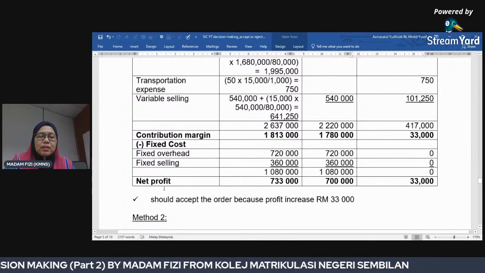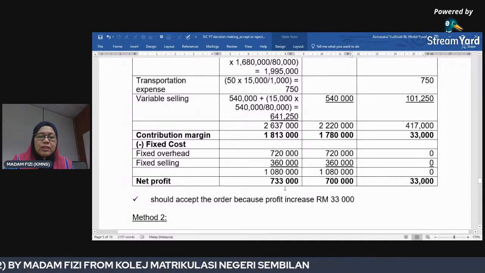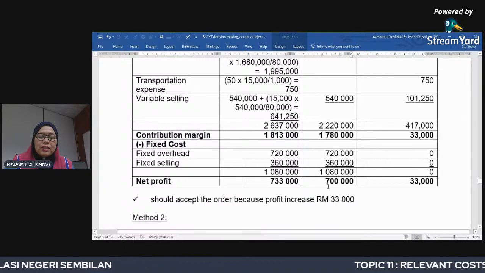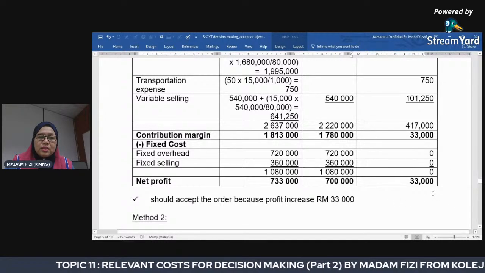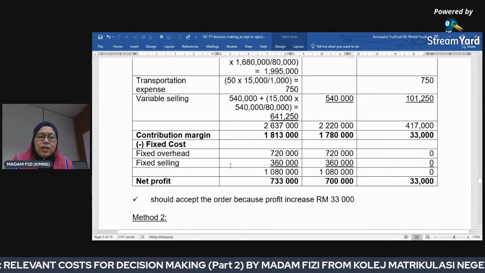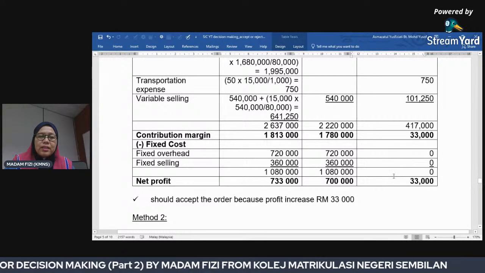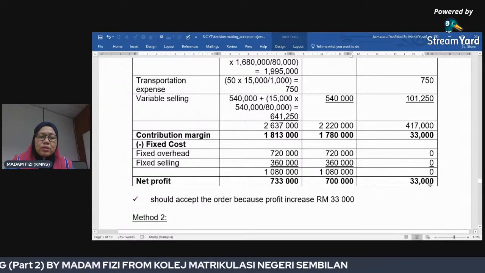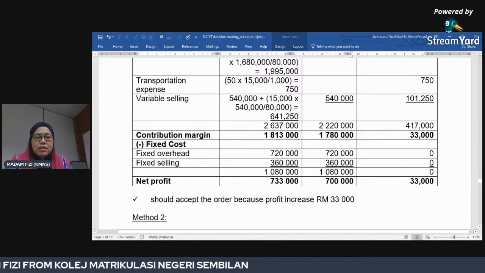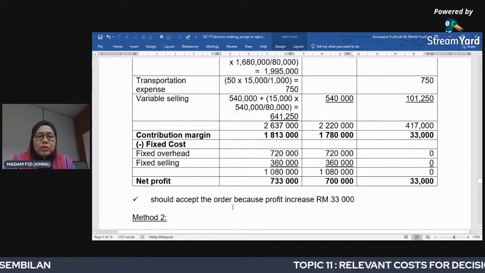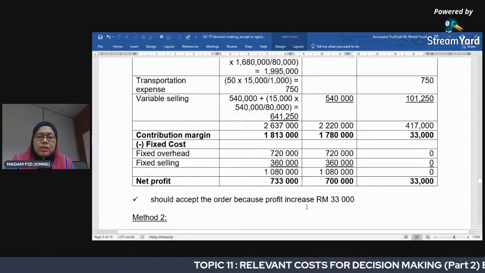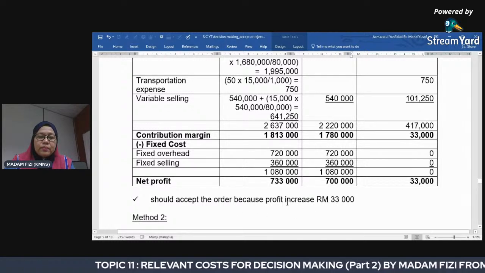Anyway, you get the net profit equal to 733,000 and the net profit if we reject is 700,000. So the difference is 33,000. The important thing here is the difference. Whether you add the unavoidable cost or not, you still get the difference same as the contribution margin. So how to make the decision? The company should accept the order because the profit increased by 33,000.